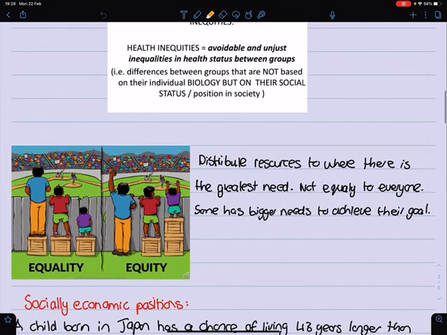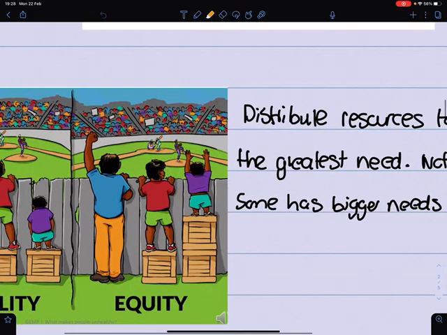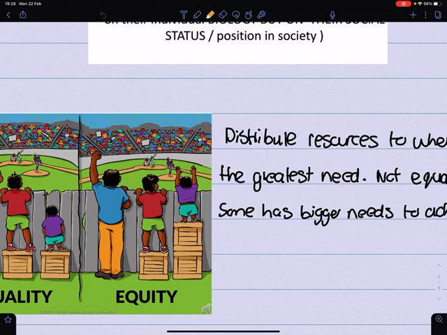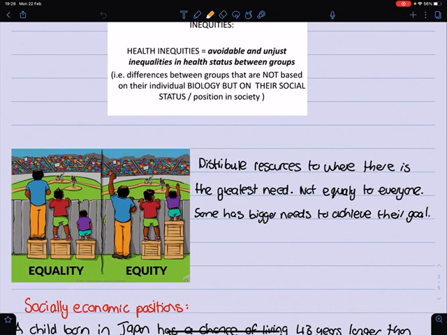And the difference is, equality is where you distribute resources equally to everyone, whereas in equity, you distribute the resources in such a way that they go where there is more need. So people that don't need resources, such as the man here who can already see over, don't get resources, and this one needs one block and this one needs two blocks in order to achieve their goal.